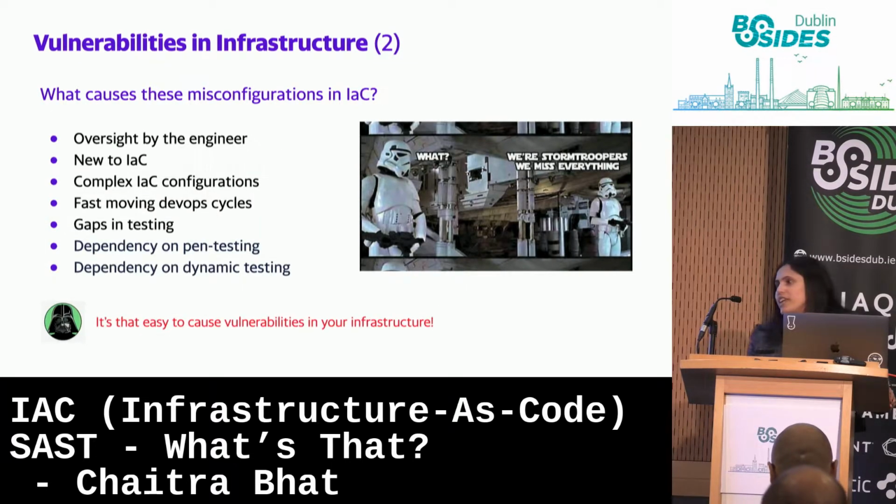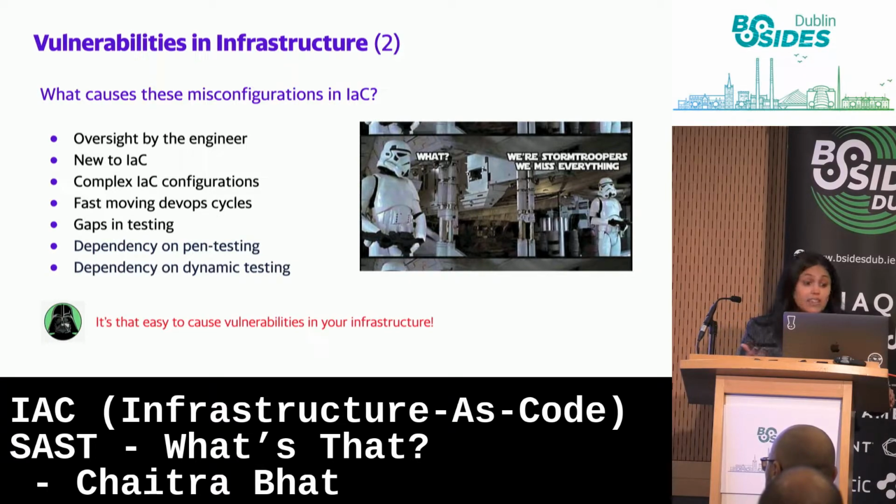How do these misconfigurations in your infrastructure code happen? They can happen for a lot of reasons. It could be a simple oversight by an engineer, or maybe the engineer who is coding this infrastructure configuration file is new to IAC. Maybe the developer comes from application development land and is not familiar with how to code an infrastructure file. Or maybe it's a complex IAC configuration file, and it's code after all, so no code is bug-free.